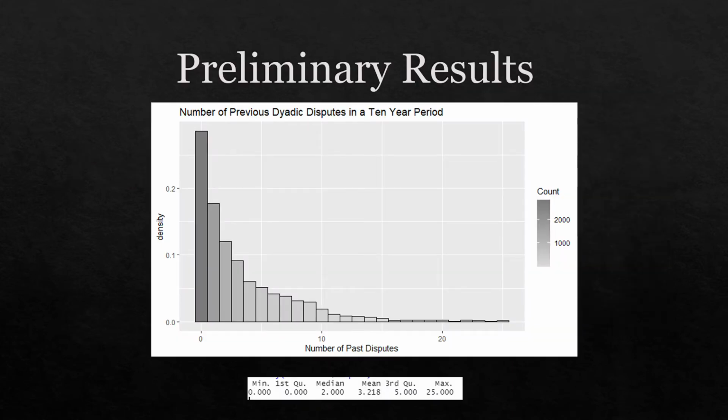But first, let's look at the dataset's preliminary results. This is a histogram of the number of previous dyadic disputes in a 10-year period. So a country has a dispute, and we count the number of disputes that it's had in the past 10 years. The mean number of disputes is 3.218, and the median is 2, which means it's a distribution that skews towards the higher end. It has an asymmetric, almost Pareto property, in which most countries that end up engaging in disputes have not done so in the past 10 years. Or not most, but rather more than a plurality of them. It's actually less than half.